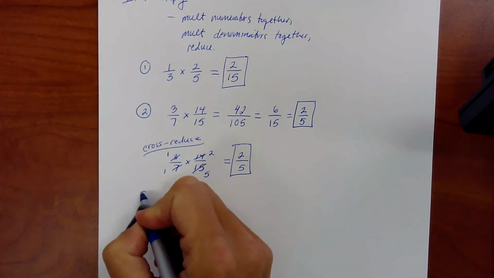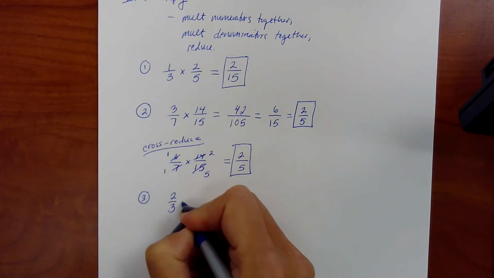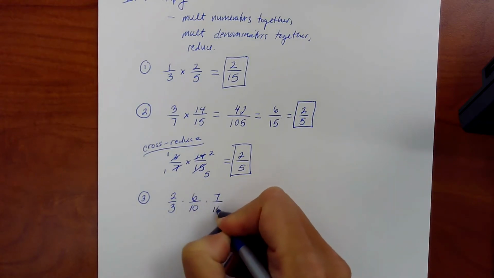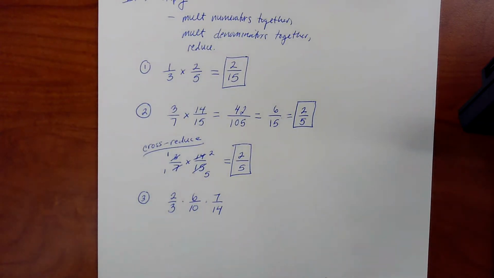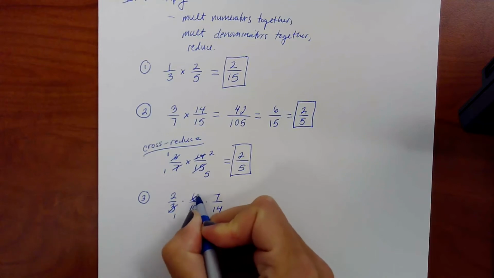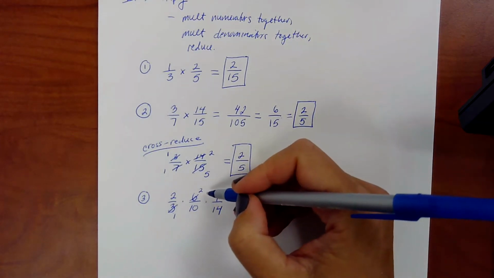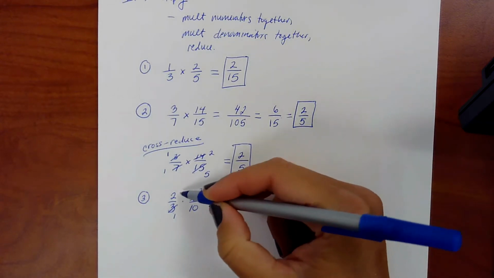Let's try one. So I'll actually give you 3. 2/3 times 6/10 times 7/14. You can reduce any numerator with any denominator. So, I mean, you might have different options. I'm looking at the 3 and the 6. Divide those both by 3. You're left with a 1 and a 2. We could do the 2 and the 14. Actually, we could do this 2 and the 14 or this 2 and the 14.